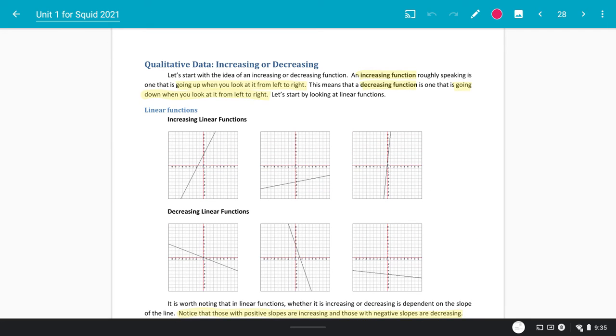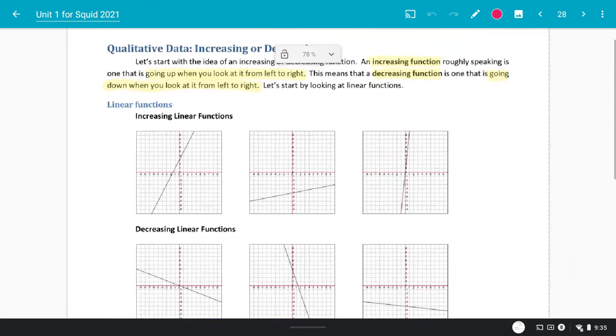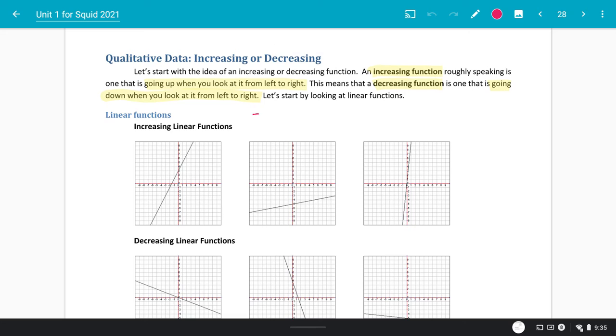Last part of this information that was given to you in section 1.4 is the qualitative data: increasing or decreasing. Now, this should be pretty straightforward. What I want you to remember is it's always from left to right, just like we read. It's an increasing function if we're going up from left to right. It would be a decreasing function if we're going down from left to right. So these three, quickly, you can see they're all increasing.